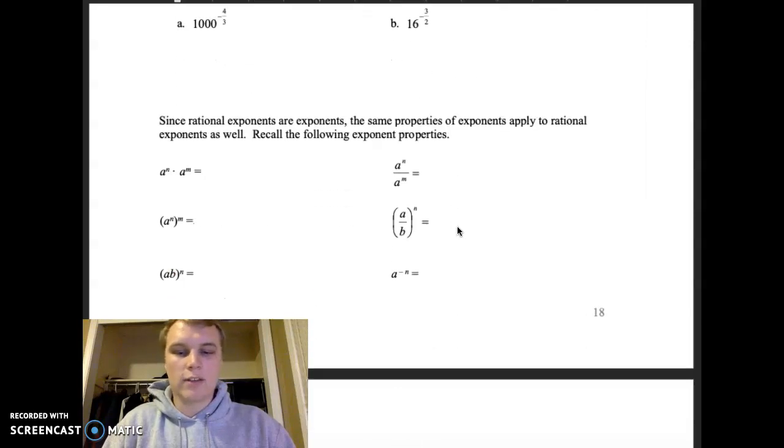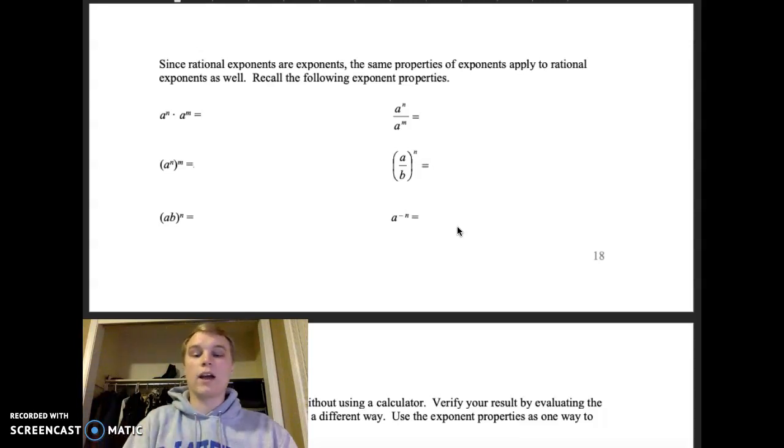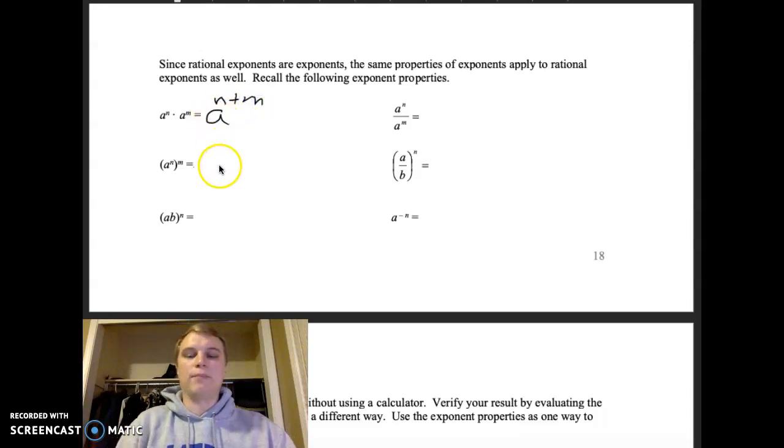But I want to focus on this last part because we are talking about exponent properties here, and these do apply to our rational exponents. So we need to make sure we remember what our exponent properties are. This first one, when we are multiplying two numbers raised to different powers but the same base, we're going to combine the base, in this case it's a, and then our exponents are going to add together. So we have a to the n plus m.